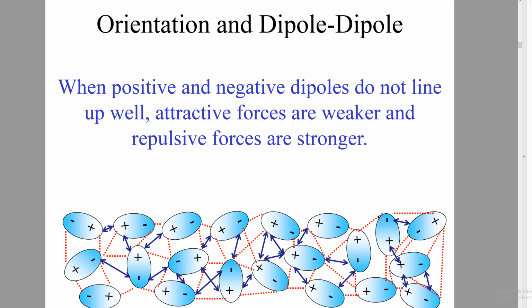Now, when they don't align and they basically are moving around, that's where you're going to get attractive forces being weaker and the repulsive forces being stronger. So in this specific case, you can see that if we shift the molecules around, the charges are not going to line up as nicely as they did in the previous picture. Because of that, these charges are going to have a lot more repulsive forces, and you're not going to get that cohesion that you normally would get when the charges are lined up.